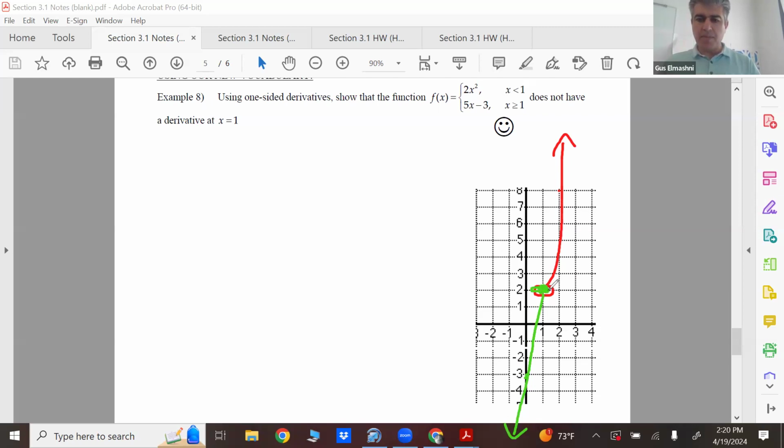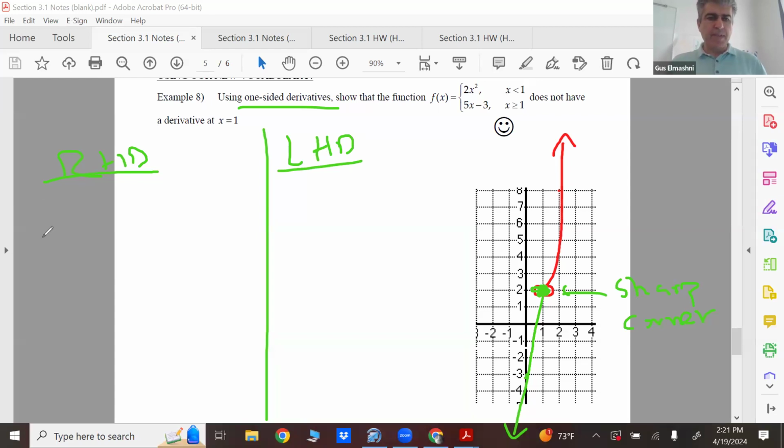So they do link up, but we're going to call this a sharp corner. And you're asked to find one side derivative. So we're going to do the right-hand derivative. Okay, the right-hand derivative is going to be written like this. And we're doing this at what? At a 1.